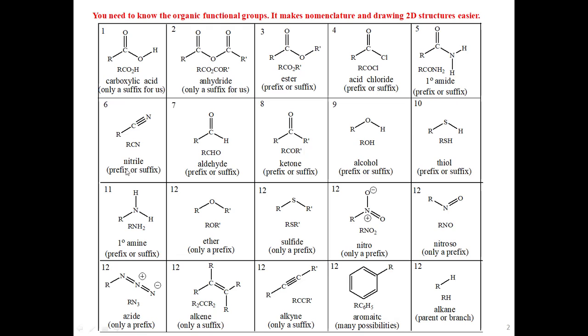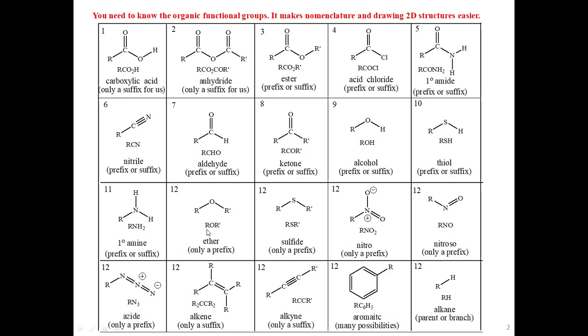Nitriles have the carbon-nitrogen triple bond, prefix or suffix. Aldehydes, prefix or suffix. Ketones, prefix or suffix. Alcohols, prefix or suffix. Thiols, sort of like a sulfur alcohol, prefix or suffix. Amines, prefix or suffix. And again, the amines are like the amides. If I put an additional R group here, that would be a secondary amine. And if I put a third group, that would be a tertiary amine.